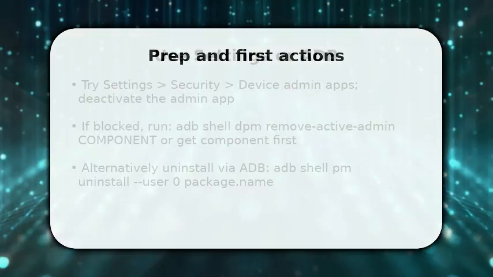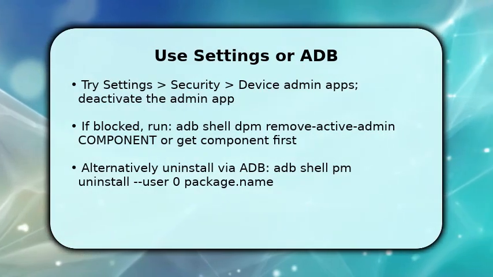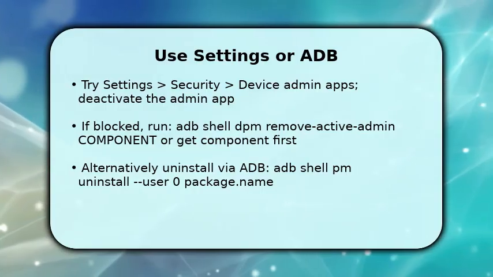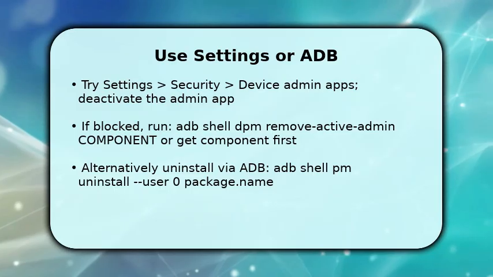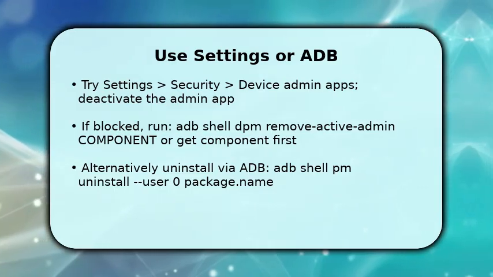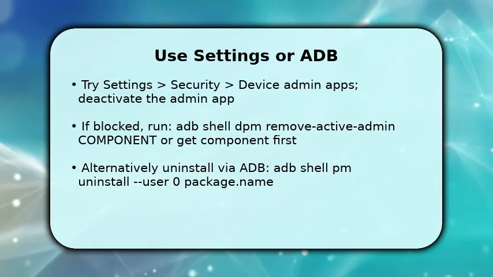Next, try the simple path. Open Settings, then Security, then Device Admin Apps, find the IT Admin app and deactivate it, then uninstall normally. If the toggle is disabled, use ADB.